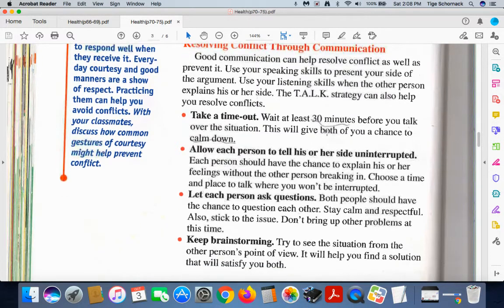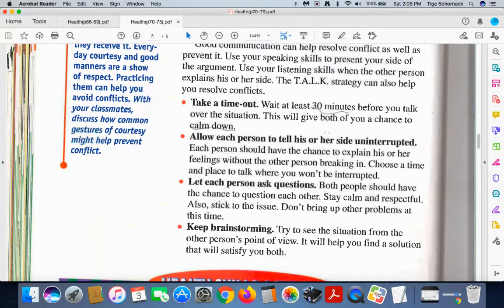Finally, keep brainstorming. Try to see the situation from the other person's point of view. It'll help you find a solution that will satisfy you both. Now, again, with Aaron, Tyke, and Paul, I'm going to say, if you go back in and be respectful and listen to what I'm trying to teach, you can come in and we can learn about this. If this happens again, maybe I'll just have you step out in the hall for the rest of the day and you just get a 0 for the assignment.